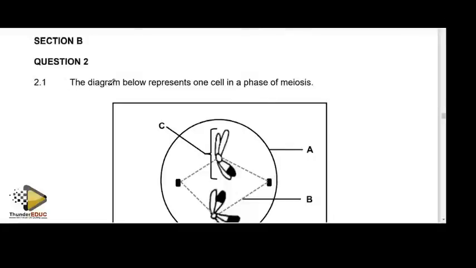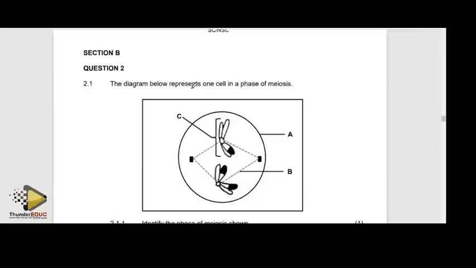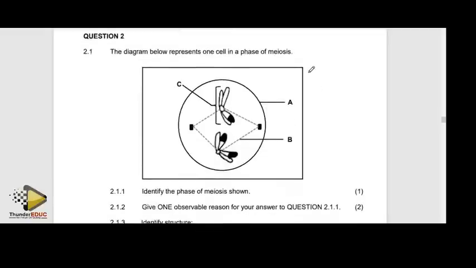Question 2, they are saying that the diagram below represents one cell in a phase of meiosis. They are not saying that this is a human cell. They have not talked about the word human. So you must not think about 23 pairs of chromosomes, please. Don't talk about 46 chromosomes, please, because they have not talked about human. Now they are saying, identify the phase of meiosis.